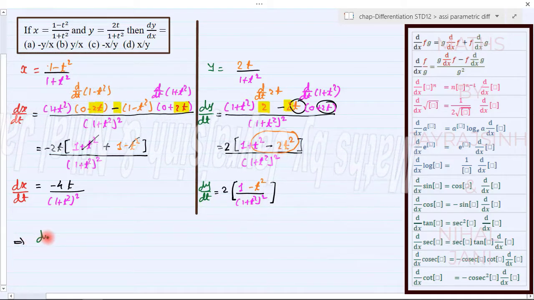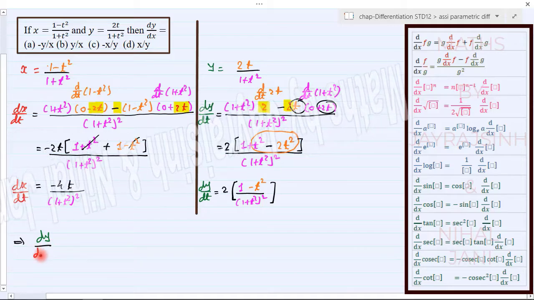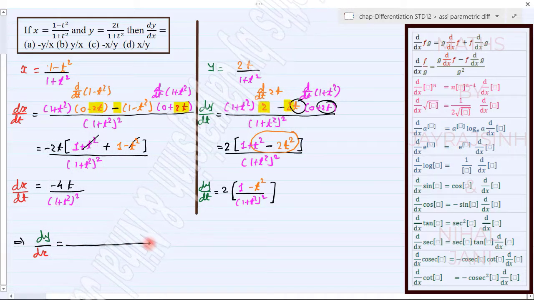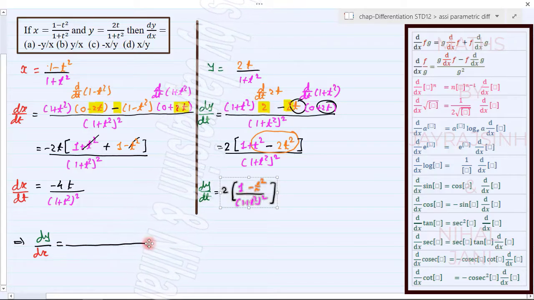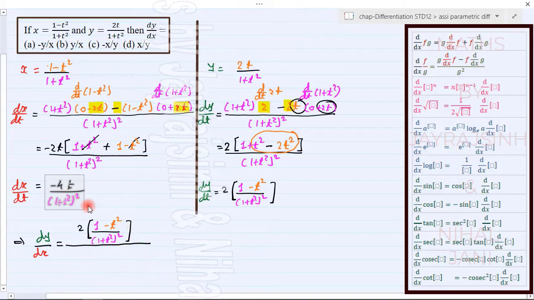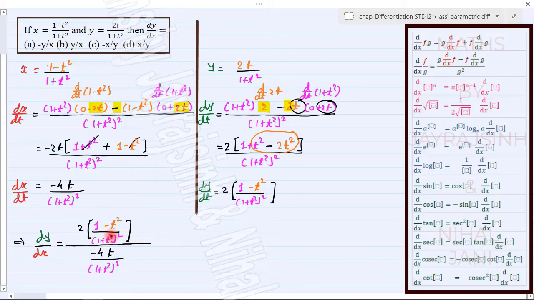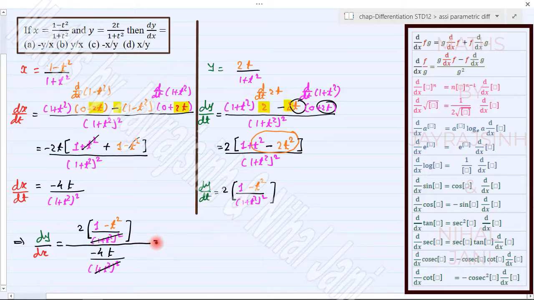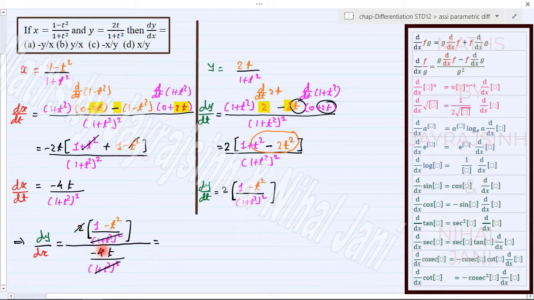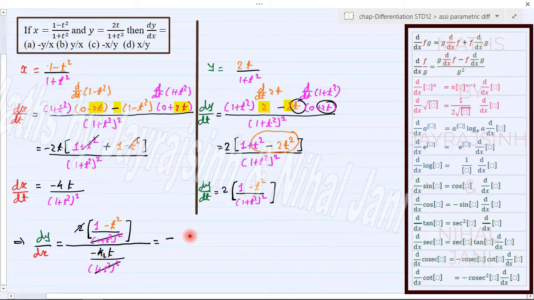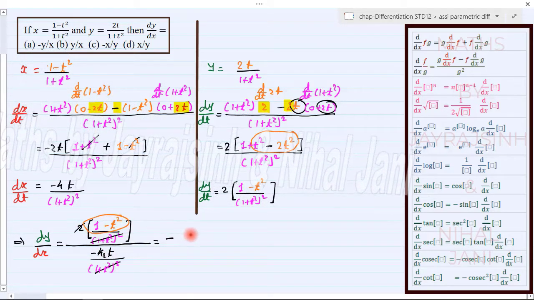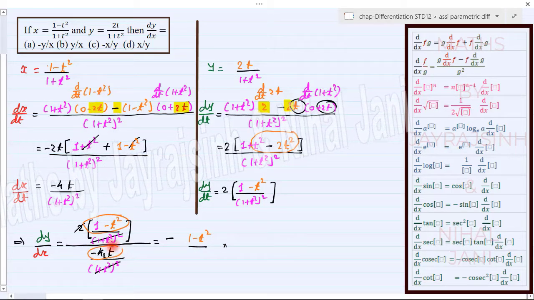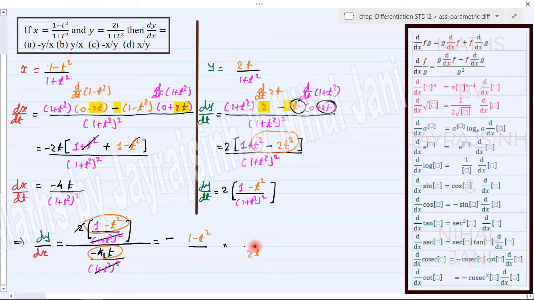So we are ready to get dy by dx, which is nothing but the ratio of your dy by dt and dx by dt. So here (1 plus t square) the whole square will cancel out. 2 twos are 4. So we'll get minus this (1 minus t square), and in the denominator 2t will remain.